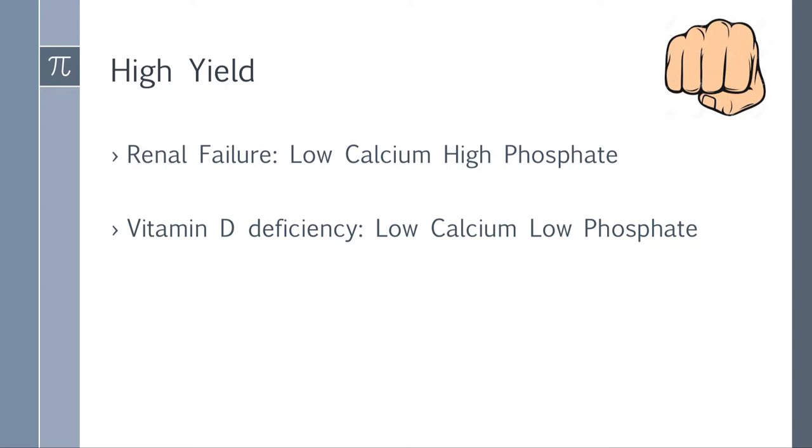In vitamin D deficiency, you have low calcium because you're not reabsorbing it, right? But you have a lot of PTH, and your kidney is working fine, and it's going to cause you to excrete the phosphate. So you have low calcium and low phosphate.